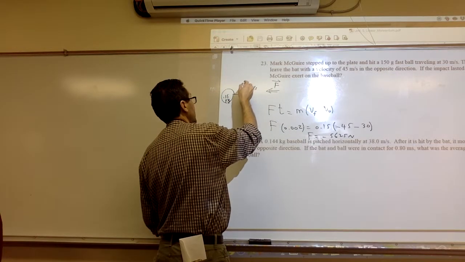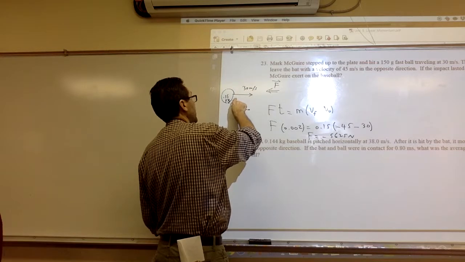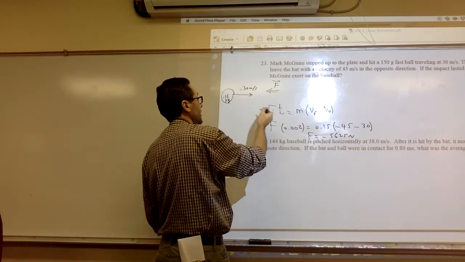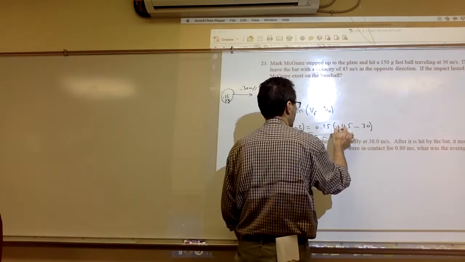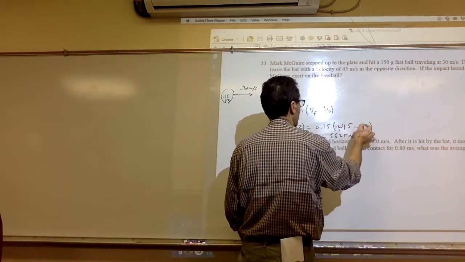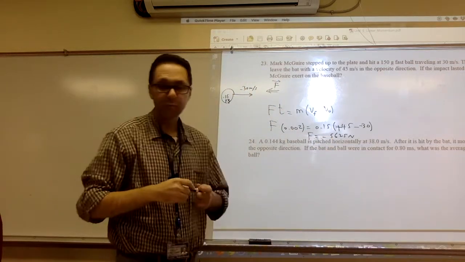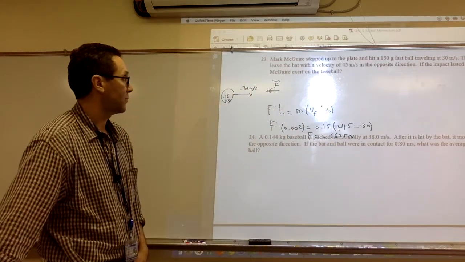Now let's just say we choose right as negative. Then this will be in the positive direction, so the initial velocity would be negative 30. So it would be positive 45 as the final, minus negative 30. And this will become positive, which makes sense. But in terms of magnitude, we should get the same number.